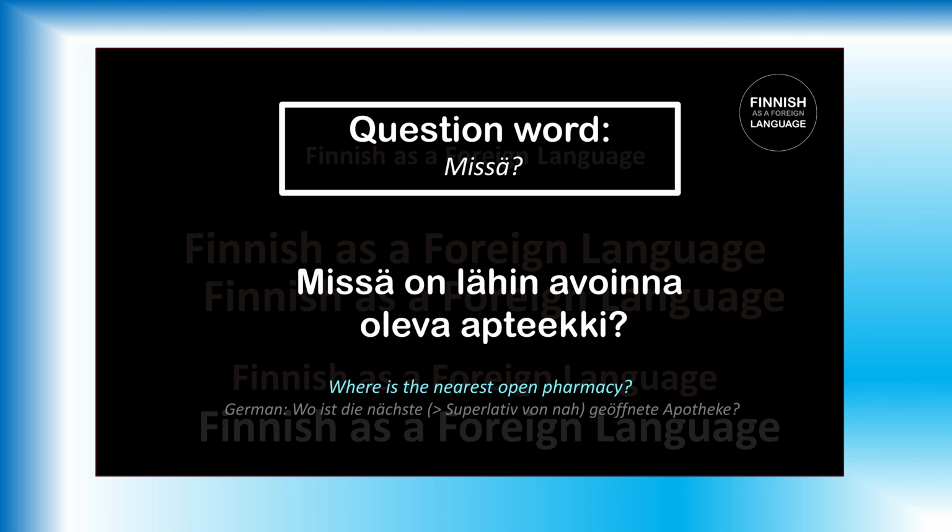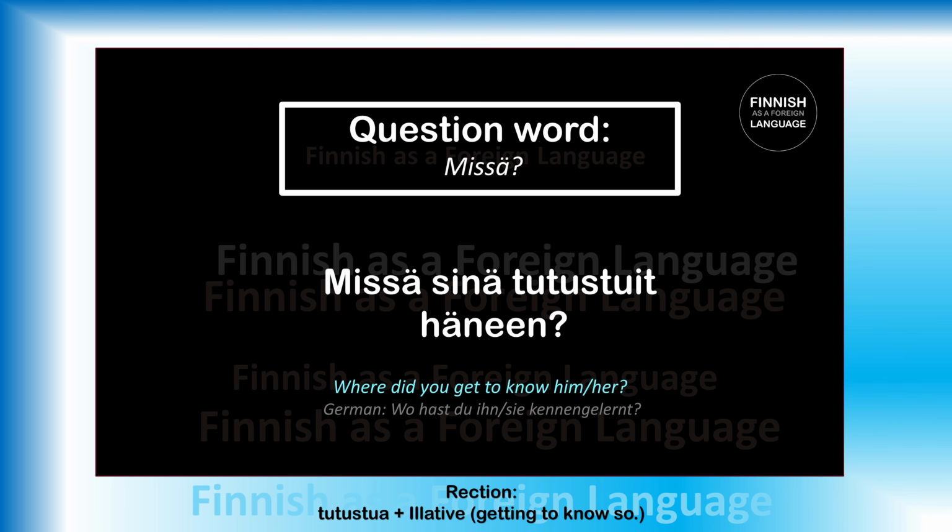So let's repeat again. Missä on lähin avoinna oleva apteekki? Where is the nearest open pharmacy? And our second example, missä sinä tutustuit häneen means where did you get to know him or her? So missä means where, sinä you. Tutustuit here is the second person past tense of the verb tutustua, which means to get to know someone.